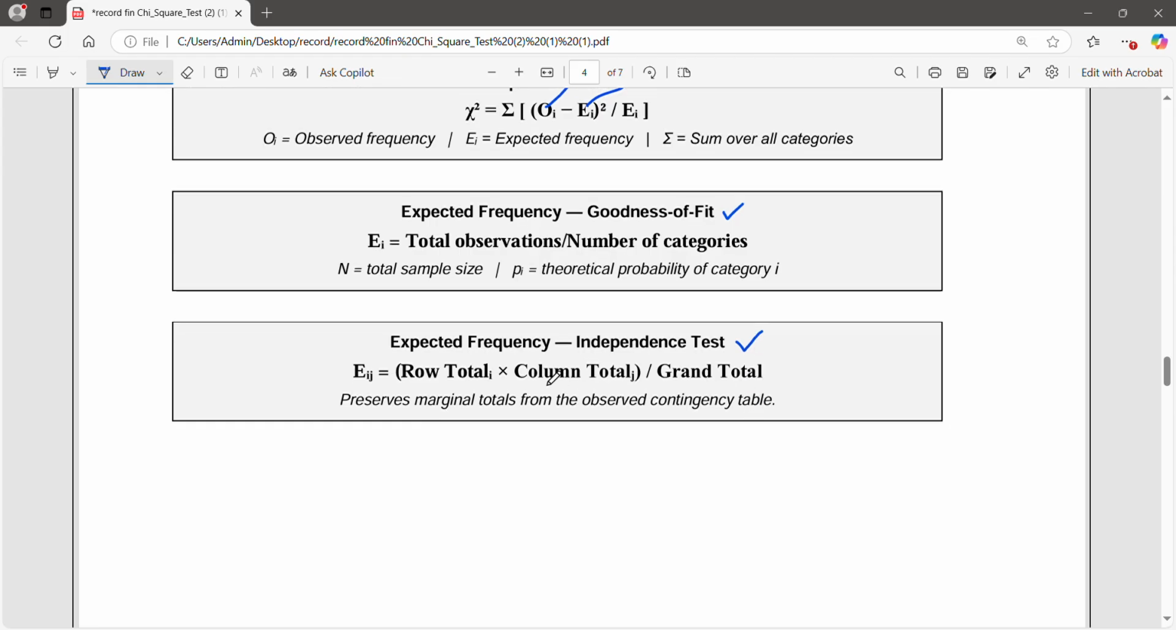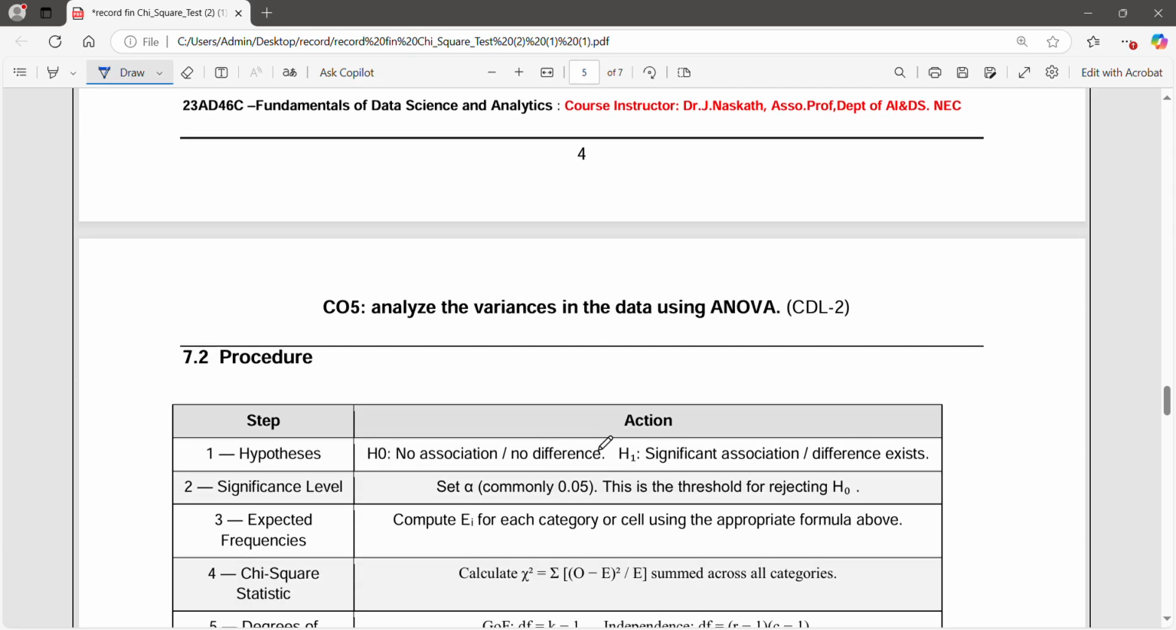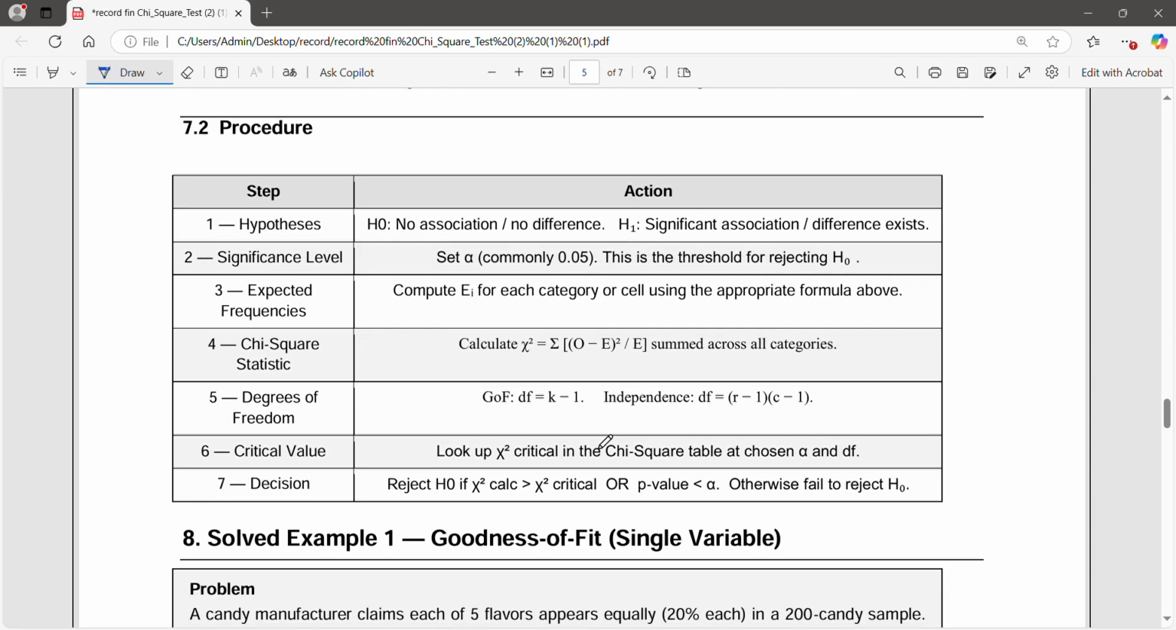If it is two or more variables, we consider row total times column total, divided by grand total. Otherwise, for goodness of fit, we consider only one variable, so total observations divided by number of categories is enough. Then the procedure: if you are going to apply any chi-square test, we have to follow a step-by-step procedure.